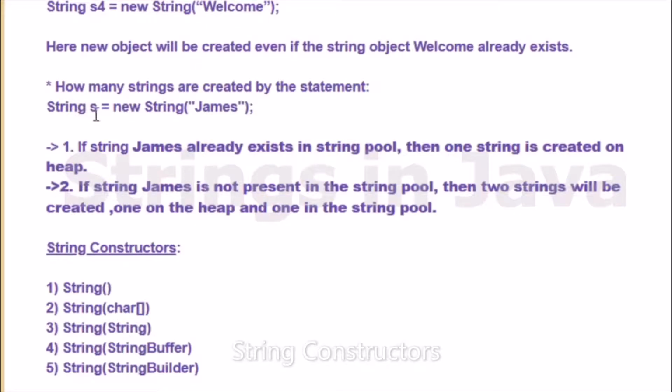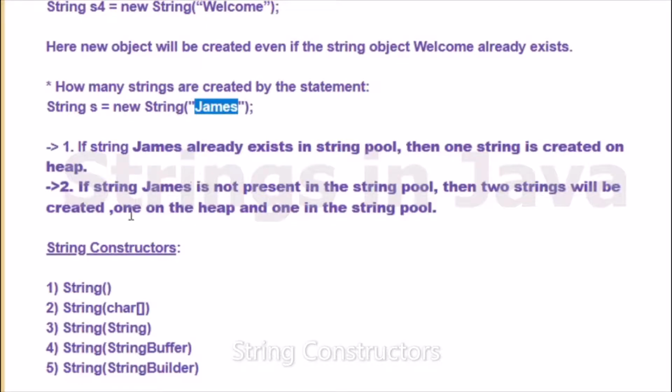Now let's look at the statement String s = new String("James"). How many strings are created by this statement? If the string James already exists in the string pool, then one string is created on the heap. And if the string James is not present in the string pool, then two strings will be created, one on the heap and another one in the string pool.